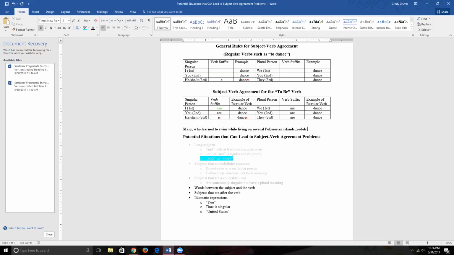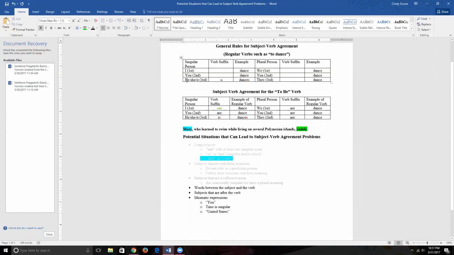Okay, this is kind of a silly sentence. Mary, who learned to swim while living on several Polynesian islands, yodels. You can see this is our subject, and this is our verb. Only these two words need to match.